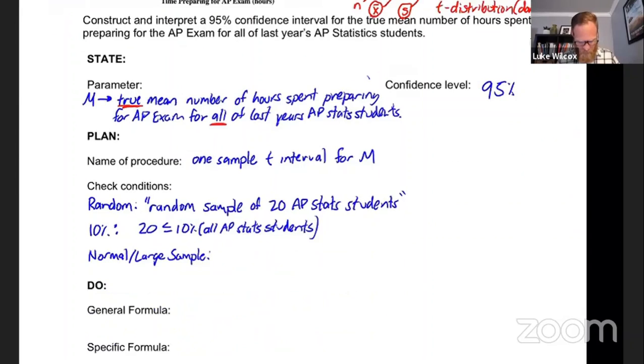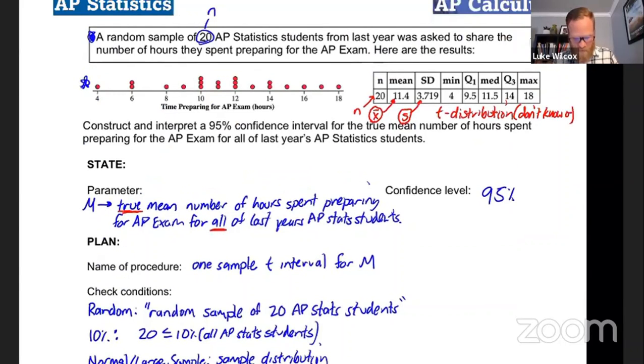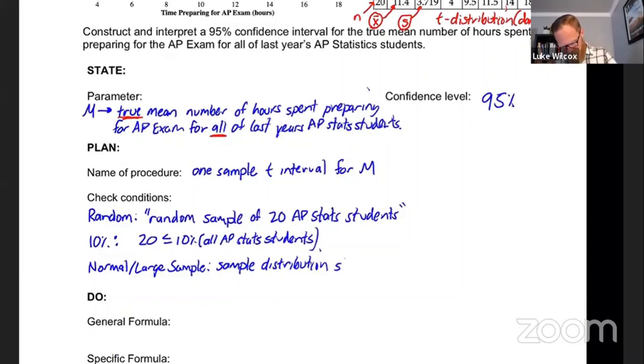And so the way I'm going to justify this is I'm going to say that the sample distribution, notice I'm saying sample distribution, not sampling distribution, because I'm just talking about the distribution of our sample of 20 students. The sample distribution shows no strong skew or outliers, which means it's reasonable that this sample data may have come from a population distribution which is approximately normal, which then allows us to say that the sampling distribution is approximately normal. So that's the so what. The sampling distribution is approximately normal.